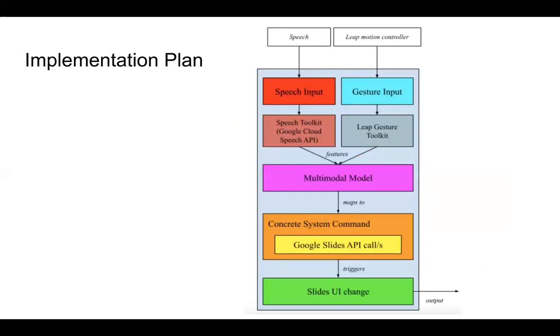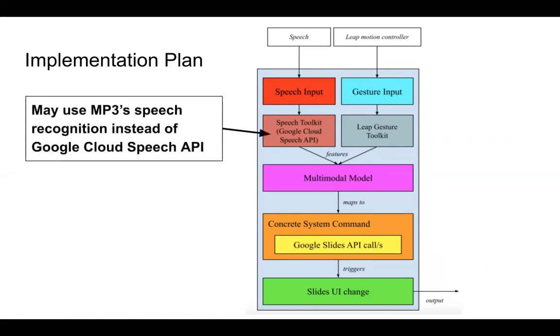During the live presentation, we'll get the raw speech and motion input, which will pass into separate toolkits for pre-processing. We originally planned to use the Google Cloud Speech API for recognizing speech input, but may instead reuse the library from Mini Project 3. Our current plan is to use the Leap Motion Gesture Toolkit.